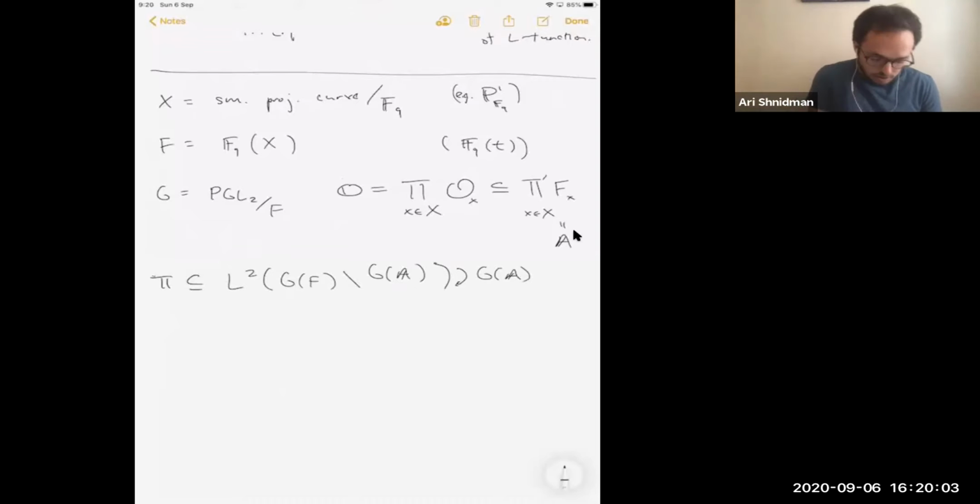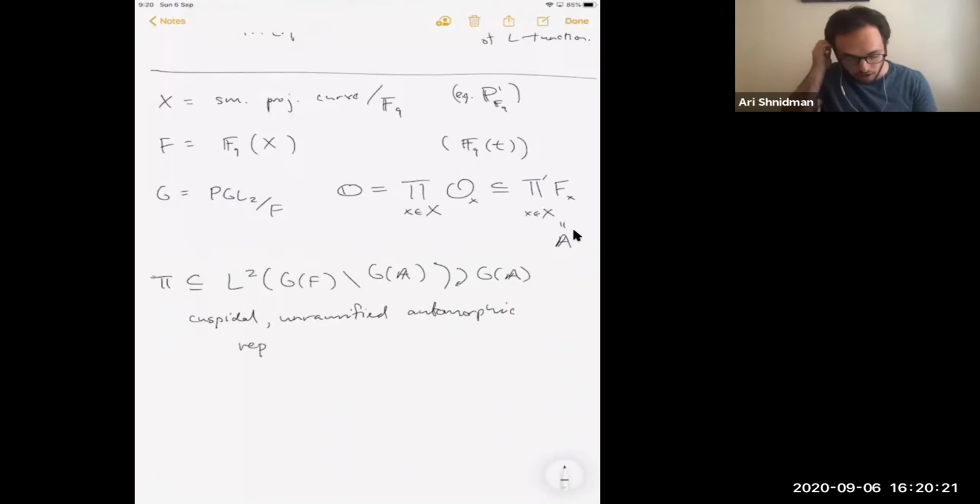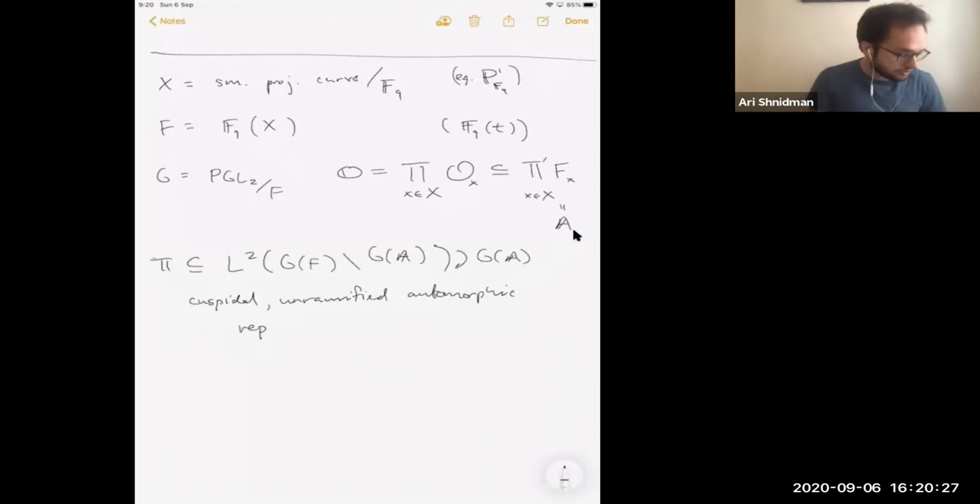And π is, I'm going to specifically look at irreducible, cuspidal, unramified automorphic representations, so in particular irreducible. And this word cuspidal is just the analog of a cusp form in the classical case of modular forms. I won't define it now.